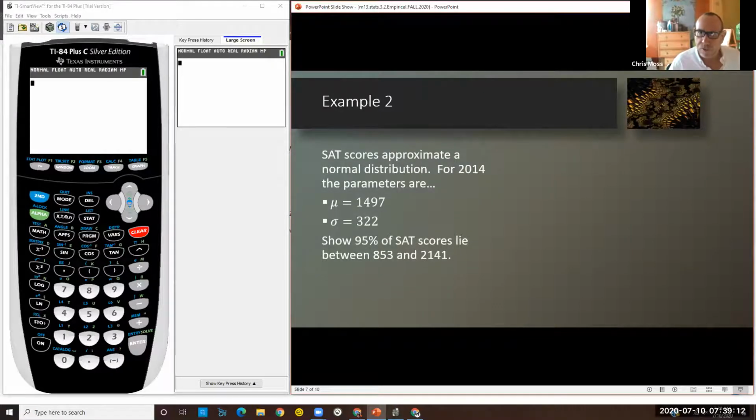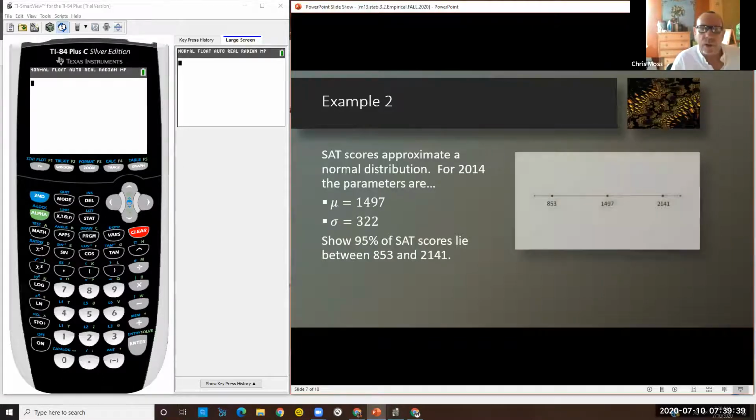SAT scores, really important for college placement. They also follow a normal distribution. In the year 2014, we noted that the mean was 1,497 SAT points, and the standard deviation was 322 points. I want to show that about 95% of all SAT scores fall between 853 on the low end and 2141 on the high end. A nice little number line helps us see what's going on here. What I really need to do is to figure out the difference between the mean and either end of the spectrum.